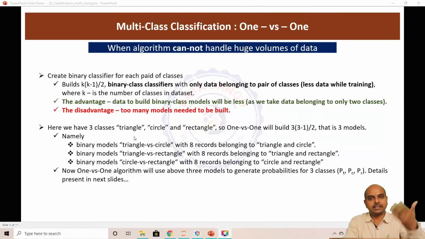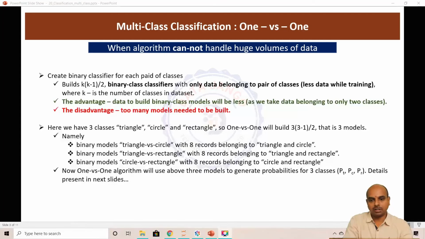So let us take that same data set with triangles, circles and rectangles as the target variable. The three classes are there with 12 records. If you have to use the one versus one algorithm, you will be building three models, because 3 into 3 minus 1 by 2, k into k minus 1 by 2. Three models we need to build. What are those models? Triangle versus circle, triangle versus rectangle, circle versus rectangle.